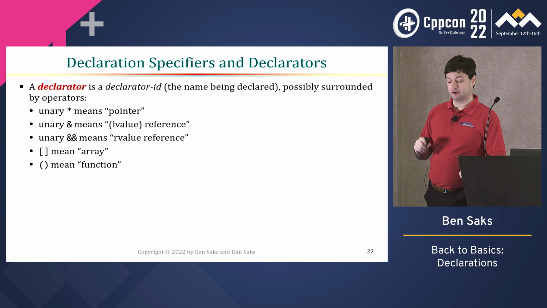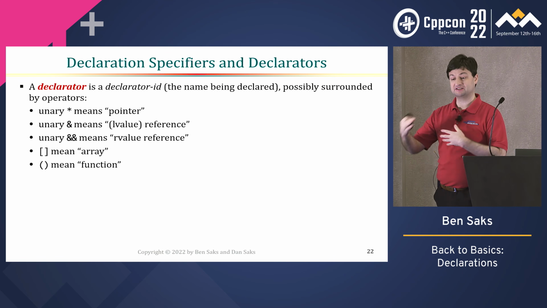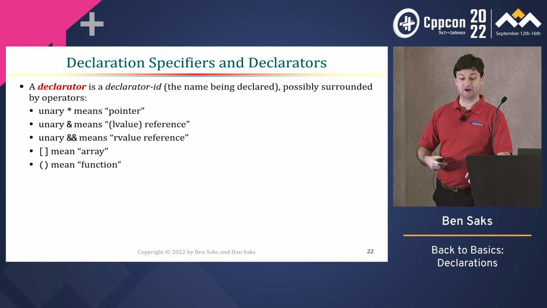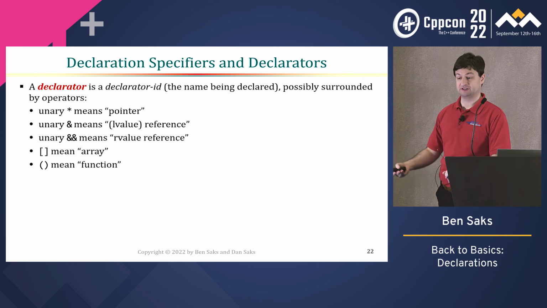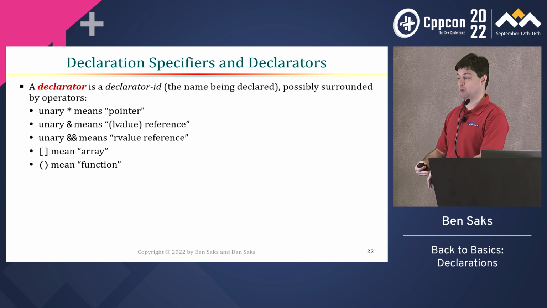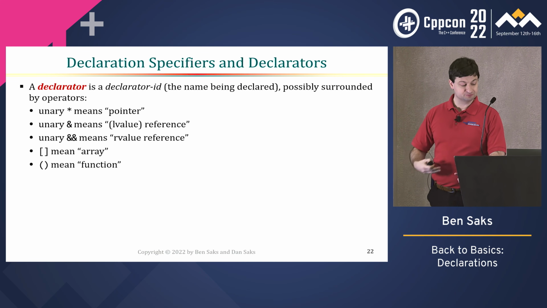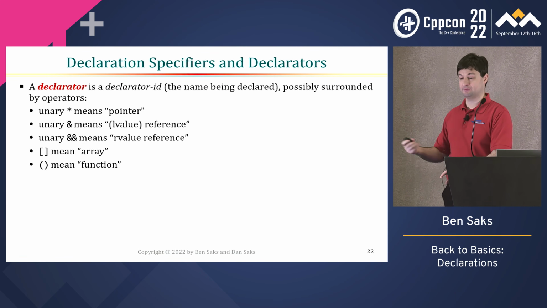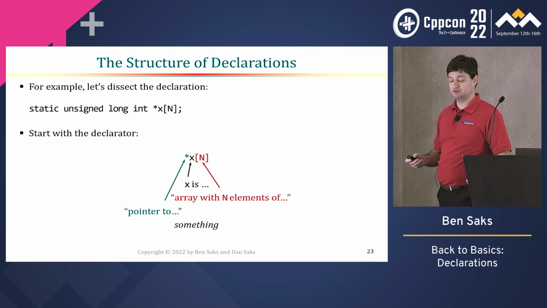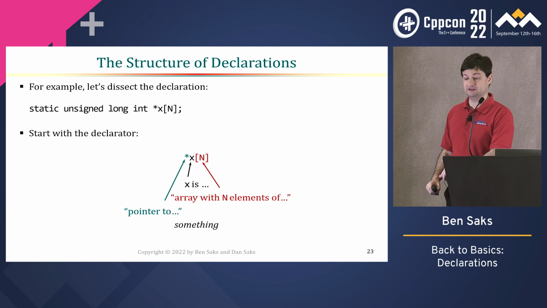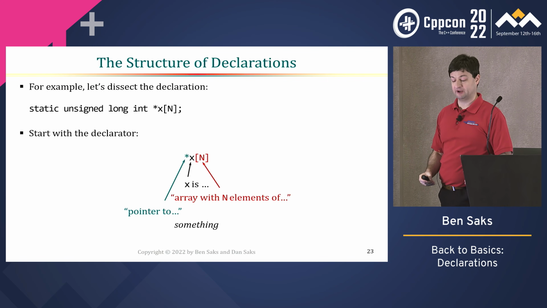So the declarator is made up of the declarator ID and then possibly some additional operators. And those operators mean various things. Star for pointer, single ampersand for L-value reference, what we used to call just references, double ampersand for R-value reference, square brackets for array, and parentheses for function. Although, as we'll see, parentheses can actually mean two different things in declarations. They can indicate a function, but they can also indicate grouping.